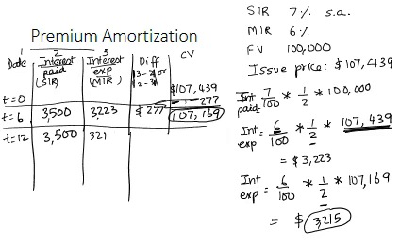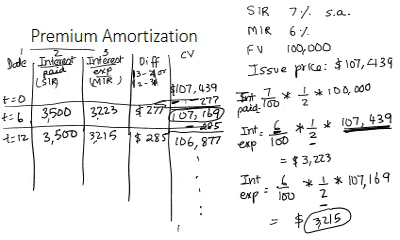This 3,215 goes here and the difference equals $285, and this $285 has to be subtracted. So this number, the carrying value, will keep shrinking each time the interest is paid, and finally at maturity the carrying value will become 100,000.